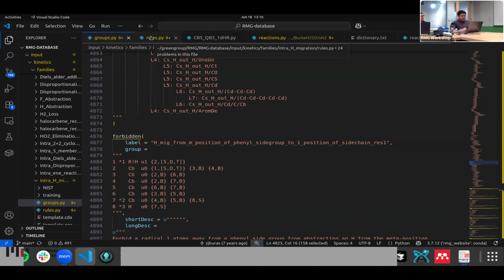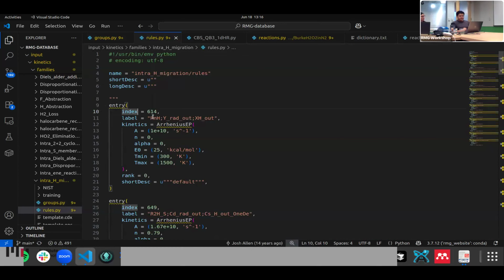Another set of information that's in here is the rules. And here's where the kinetic information is stored. So here we have basically 3 of the nodes from the trees, and we've defined kinetics for that coordinate of those reactants, basically.